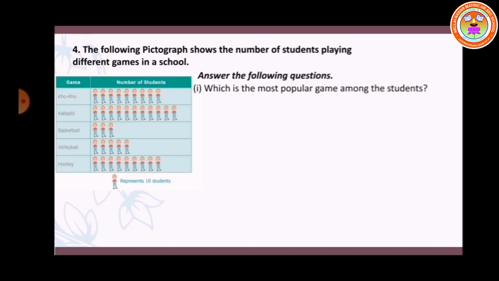First question. Which is the most popular game among the students? Yes, kabaddi. Second one. Find the number of students playing kabaddi. Here, kabaddi, 11 dolls. So 11 dolls into 10. 1 doll represents 10 students. So 11 into 10, 110. So the answer is 110.